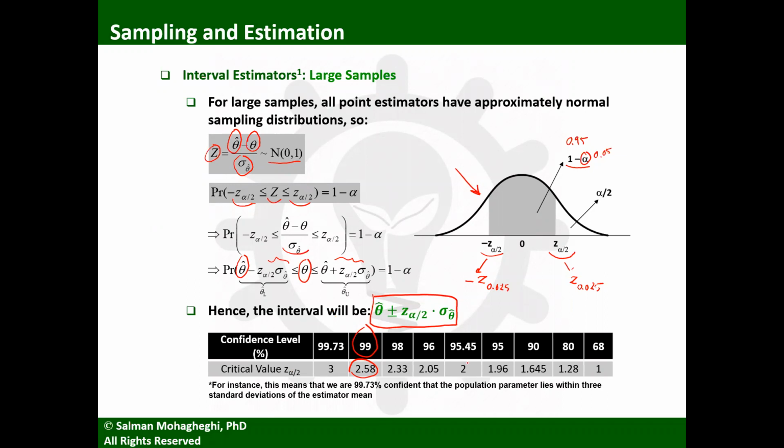You're interested in 95% confidence, plus or minus 2 times sigma, 90% confidence, plus or minus 1.64 sigma, and so on. And again, you notice the more confident you want to be in the actual value of the population parameter, the wider the range is going to be.